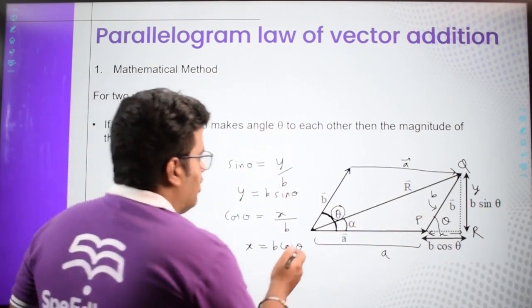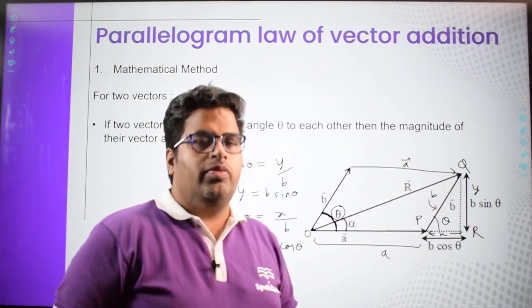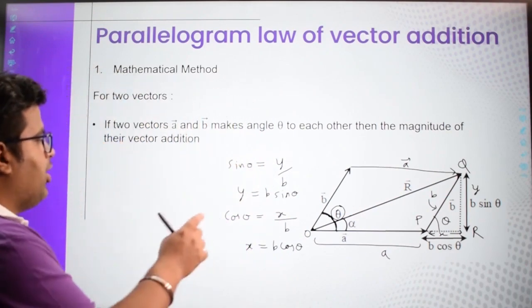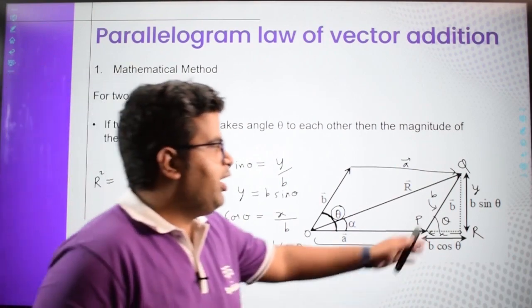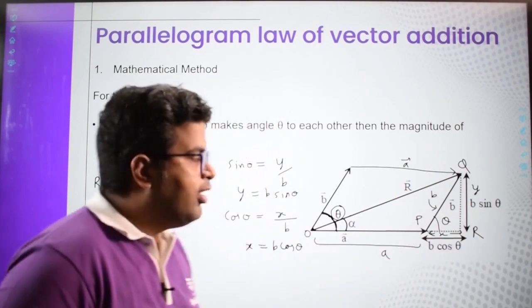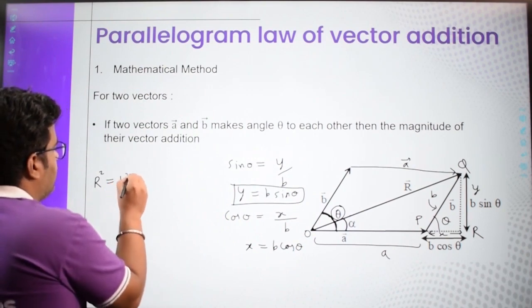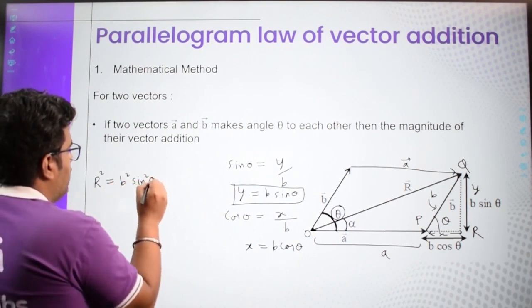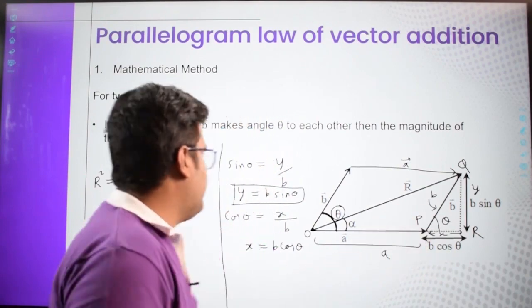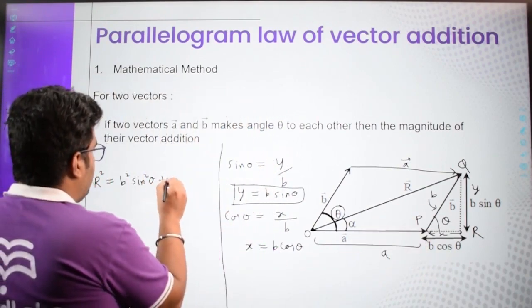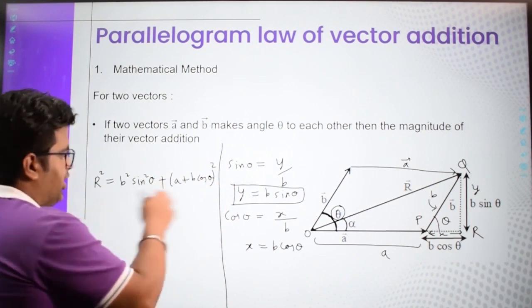So we'll take this triangle OQR, right? If we take the triangle OQR, we are going to use the Pythagoras theorem. Hypotenuse square, that is R square, equals perpendicular square, that is y square, and y is b sin theta, as we have seen here. Once we put that, we have b square sin square theta plus the base square. Now if I ask you the value of this base, this is A plus b cos theta. So this is going to be A plus b cos theta whole square. Now that's your Pythagoras theorem.